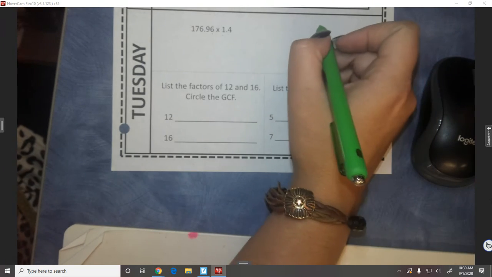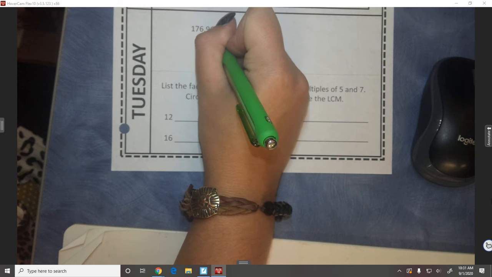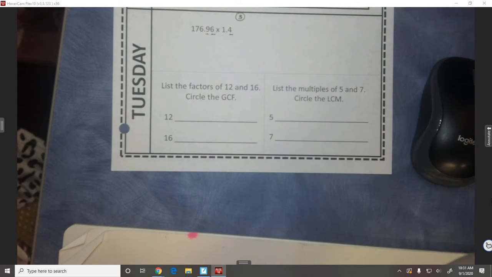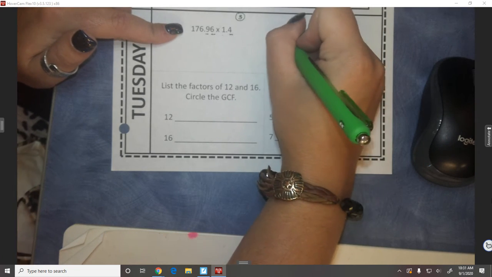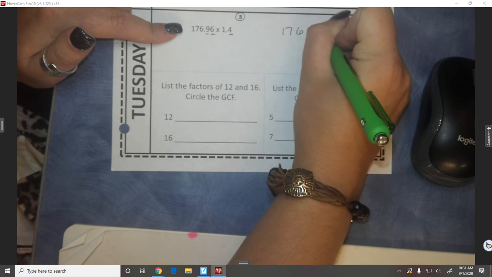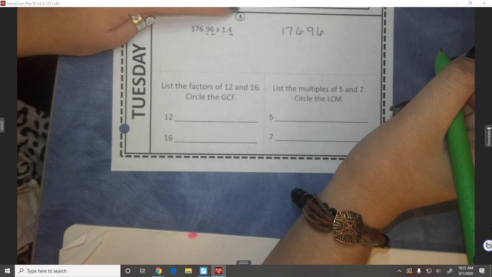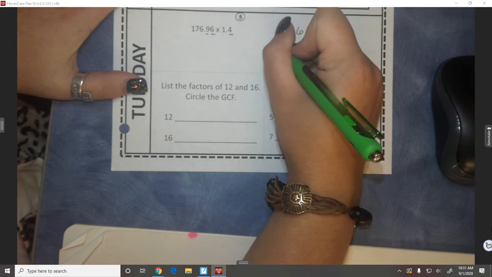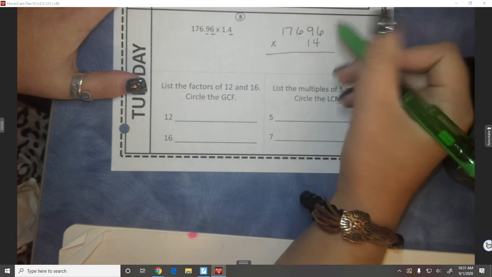All right, so we're also going to count how many decimal places we have in all. So I have 1, 2, 3 decimal places in all. I'm going to make a note about that. So we said our first number is going to go on top. So I have 1, 7, 6, 9, 6. I don't even include that decimal in there because I've made a note of it right here. Times 1, 4.